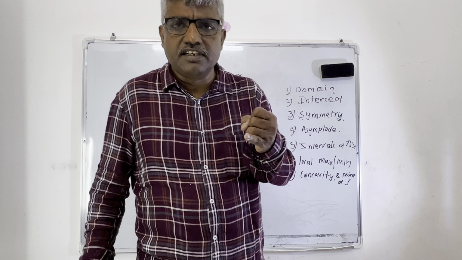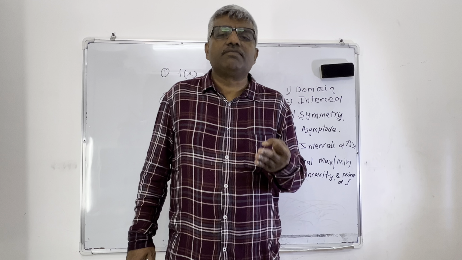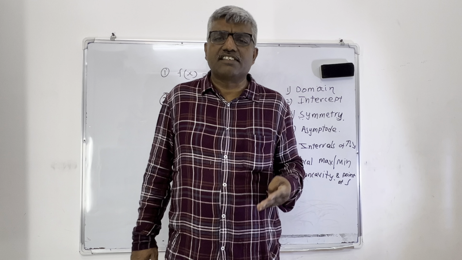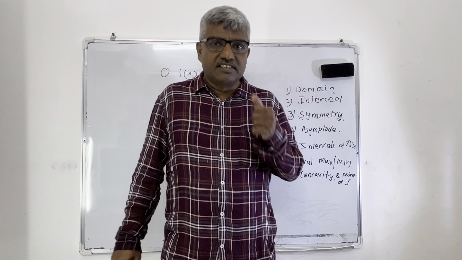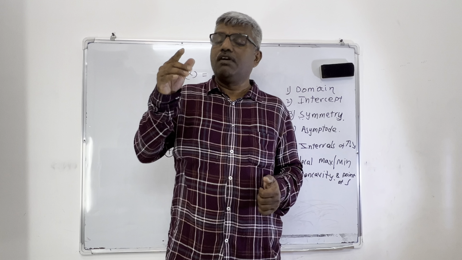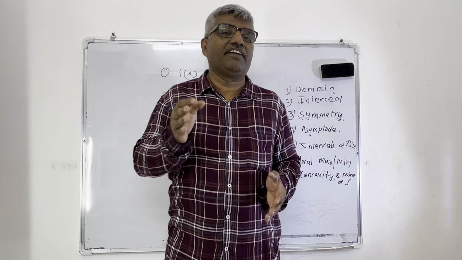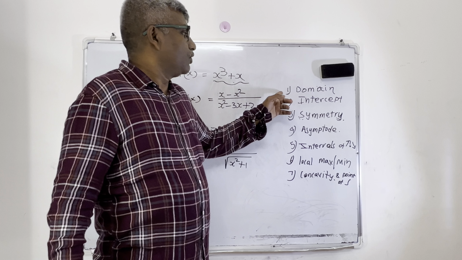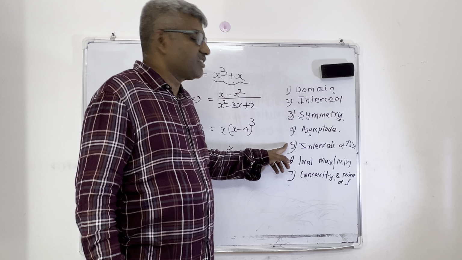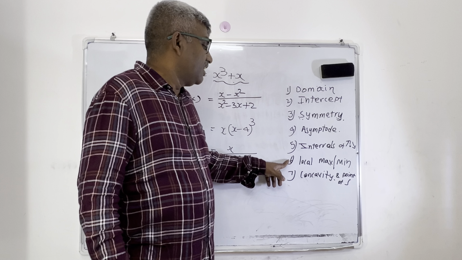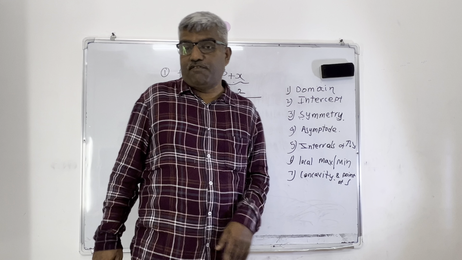The first one is domain, second intercept, third symmetry, fourth asymptote, fifth intervals of increase or decrease, sixth local maximum or local minimum, seventh concavity and point of inflection. Domain, intercept, symmetry, asymptote, intervals of increase or decrease, local maximum or minimum, concavity and point of inflection.